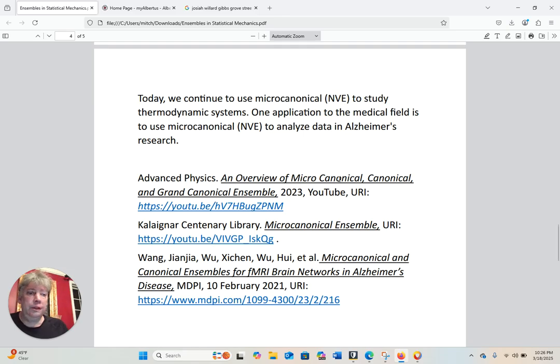I also included two other sources here. One source that really helped me gain a better understanding of microcanonical ensembles was this Calendar Centennial Library. And I also got some good information from an overview of the microcanonical and the grand canonical ensemble.